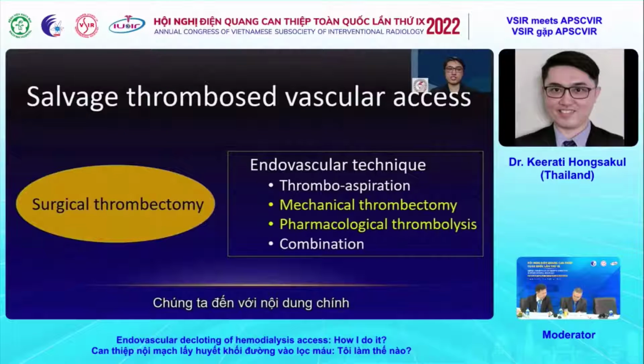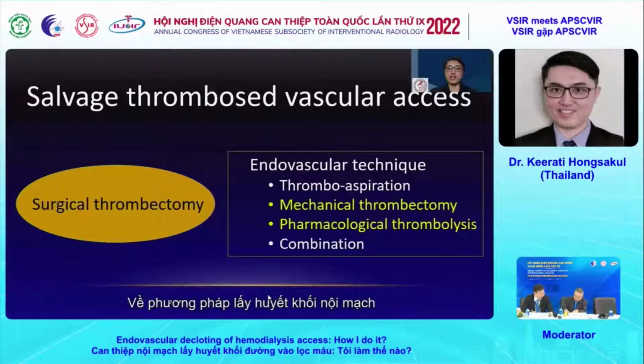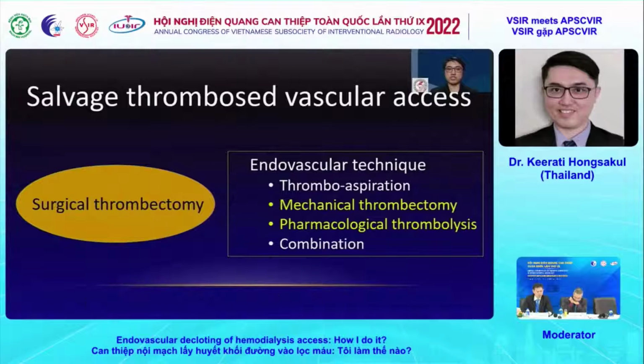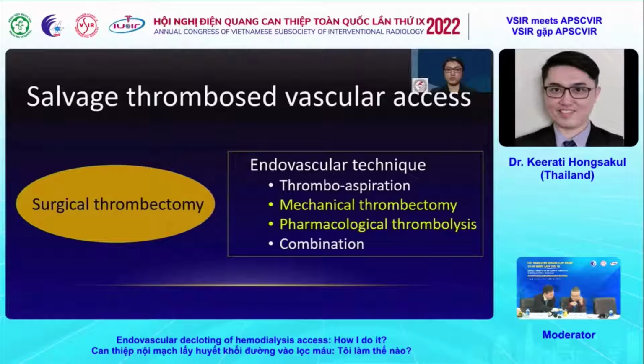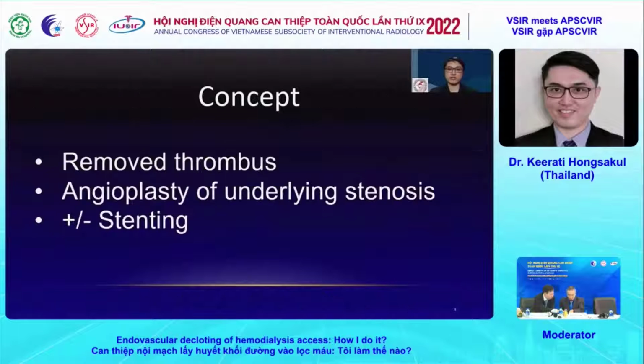Okay, let's move to the contents. For thrombosis of the vascular access, including the AVG and the AVF, the treatment includes surgical thrombectomy, which is the standard method. However, the endovascular techniques are now also standard options to treat these conditions, including thromboaspiration, mechanical thrombectomy, pharmacological thrombolysis, or combinations. So I would like to focus on the mechanical thrombectomy and the pharmacological thrombolysis.